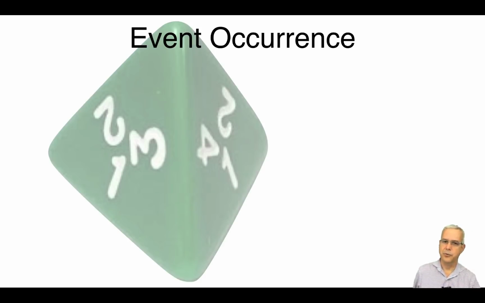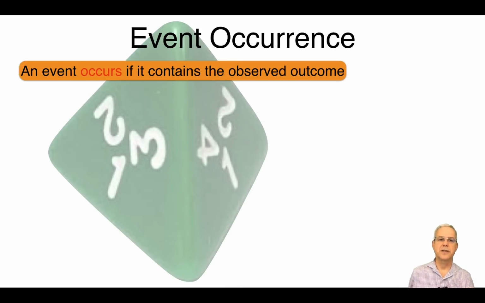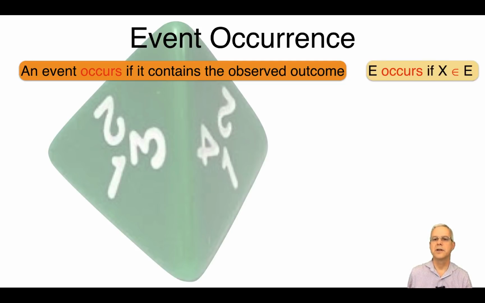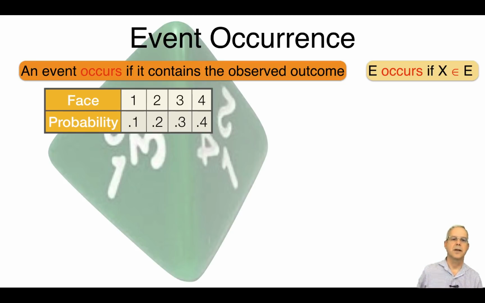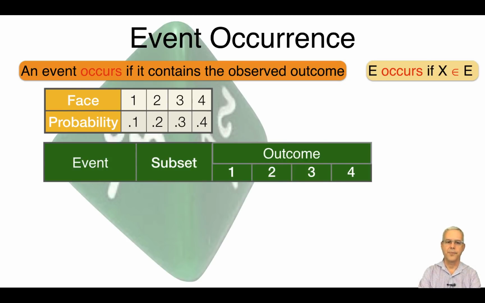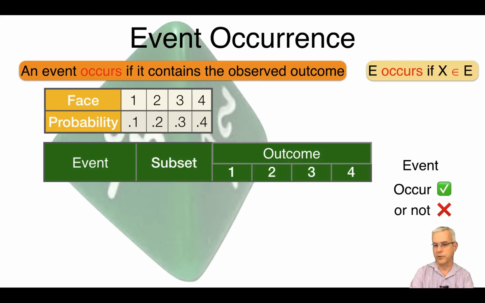Okay, so now that we know that events are just simple subsets of omega, let's see when we say that an event has occurred. We say that an event occurs if it contains the observed outcome. In other words, E occurs if the random outcome X belongs to E, belongs to the set that E represents. In the case of the tetrahedral die, we'll talk about the events, the subsets they correspond to, and the outcome. When an event occurs, we'll write a check mark. When it doesn't occur, we'll put an X.